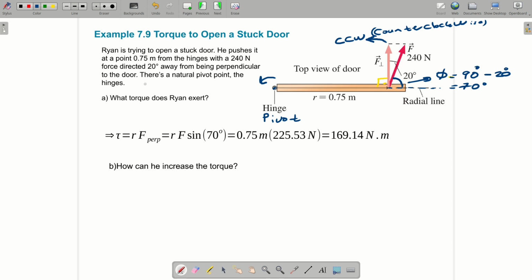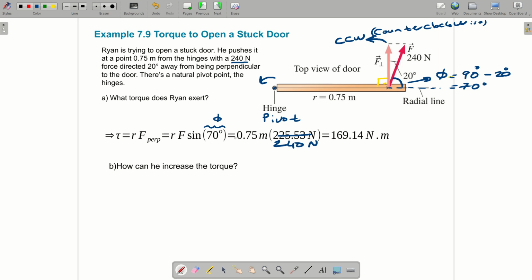All right. What is the torque Ryan exerts? Torque, I'm going to jump directly into this equation. R times F perpendicular, we will be mostly using this. R F sine of phi, I inputted my phi here, 70 degrees. My R is 0.75 meters, given in SI units, no conversion needed. My force is 240 Newton. I wrote the wrong number here by mistake, so let's change that.